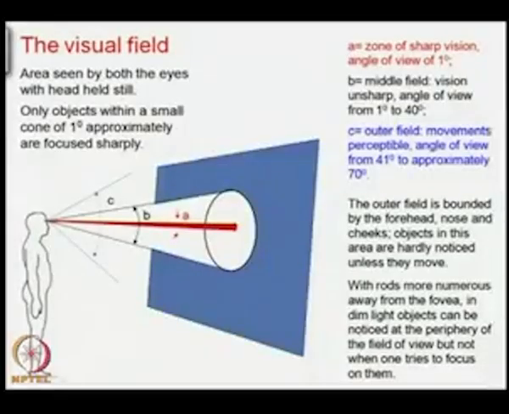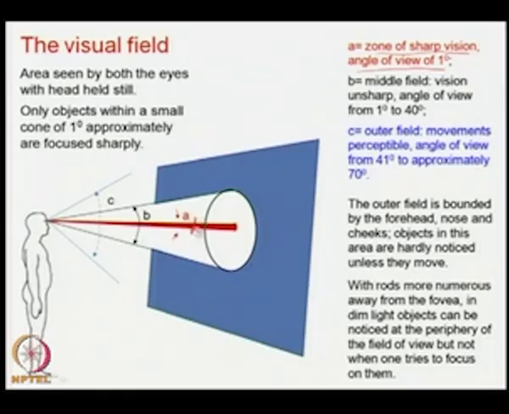Now, in this case if we see a single eye, only objects within a small cone of approximately 1 degree are focused sharply, that is the visual acuity. Now, in this figure, the red portion corresponding to eye A, this A angle here, is the zone of sharp vision, angle of viewing of 1 degree. So, it will be the viewing zone.